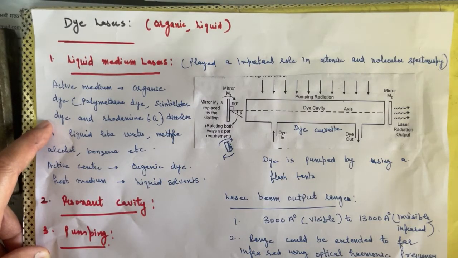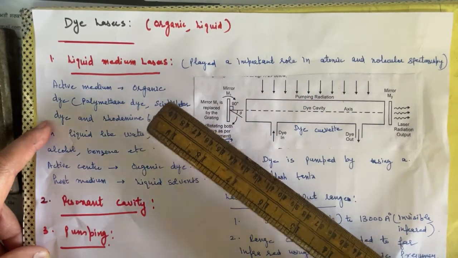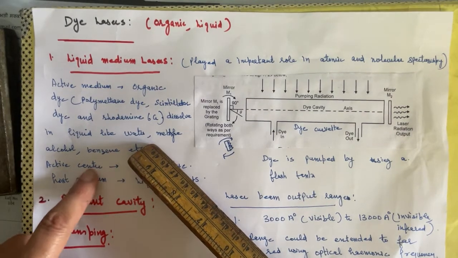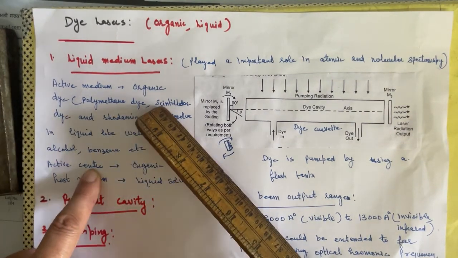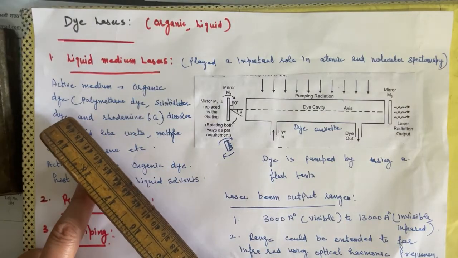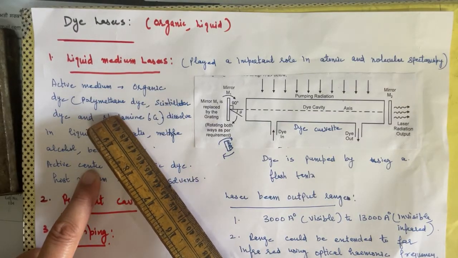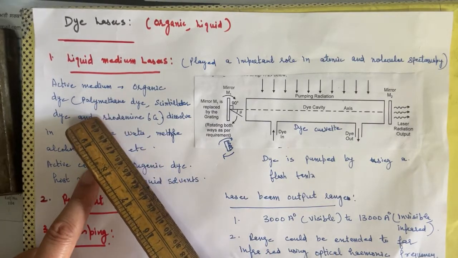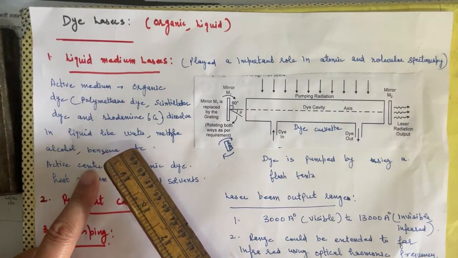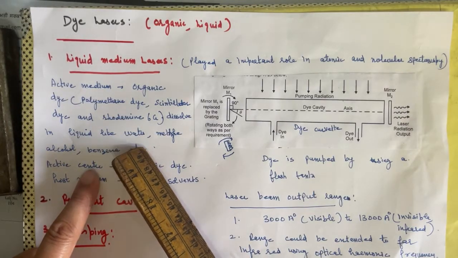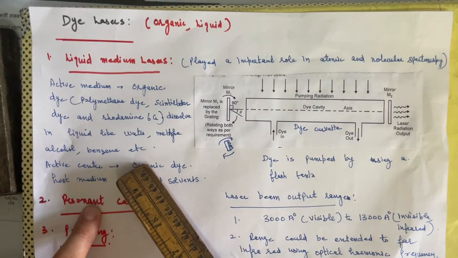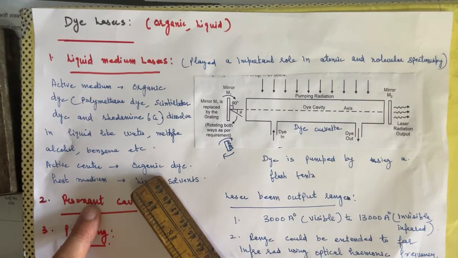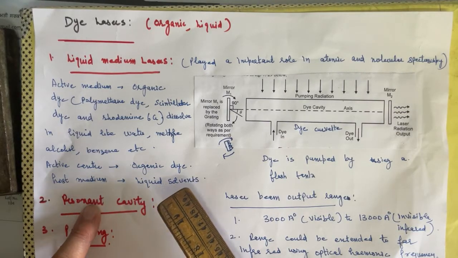And we know that there are three components in a laser. What are those three components? One is an active medium, the other is a resonant cavity, and the third one is pumping. So in this laser, the active medium is a dye, an organic dye. The organic dyes which we use here are polymethine dye, scintillator dye, and rhodamine 6G dye. These dyes are dissolved in a liquid; as the liquid we can use water, methyl alcohol, benzene, etc. Clear? So this is about the active medium.